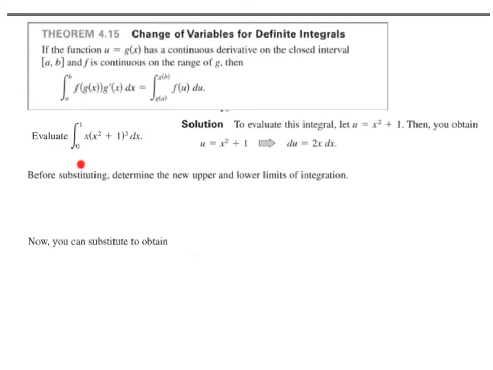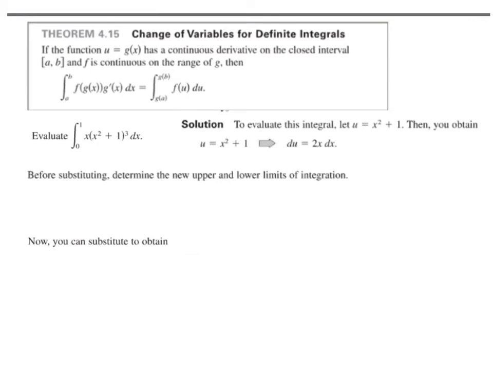So here is my u substitution from the last page, right? This was 0 to 1, only we've added now from 0 to 1 of this function. So we saw it worked on the previous. So evaluate, we're going to let u be x squared plus 1. We've obtained this, right, and this is this. And then before substituting, I'm going to make new upper and lower limits of integration.